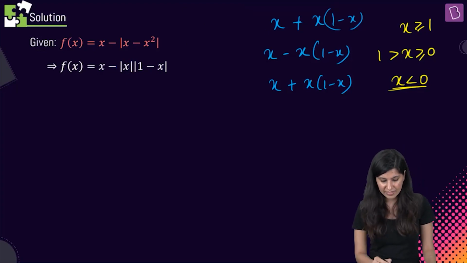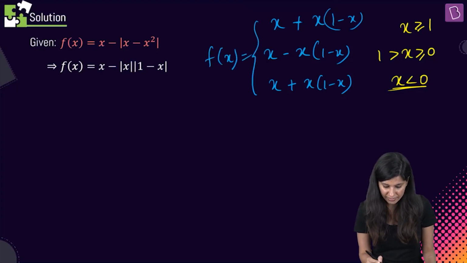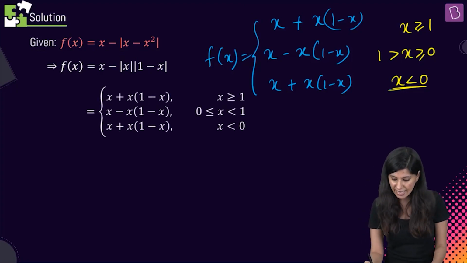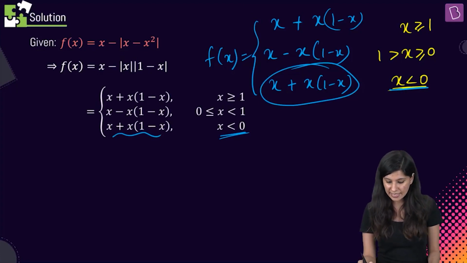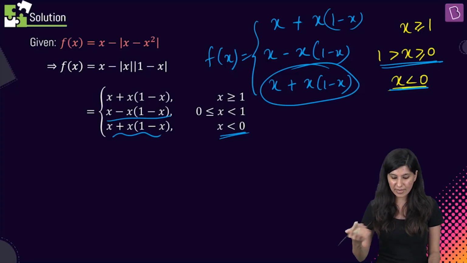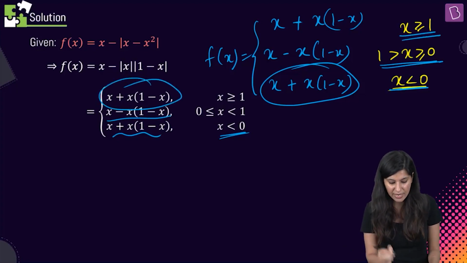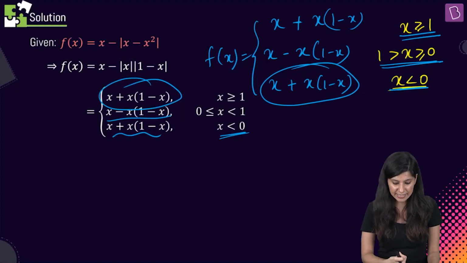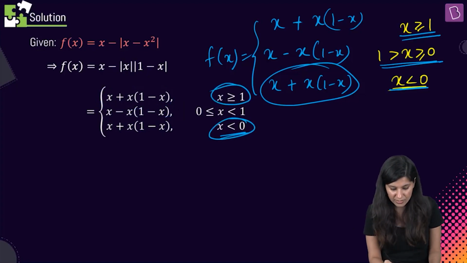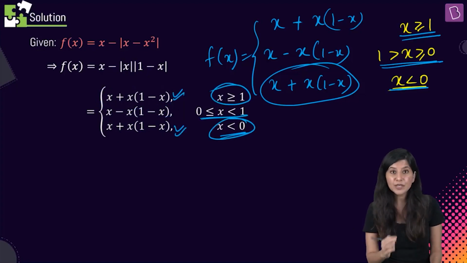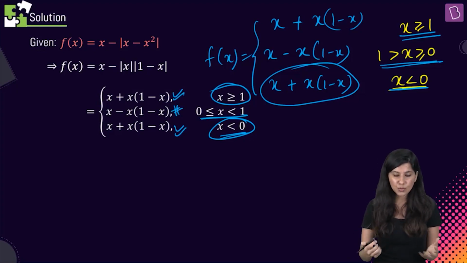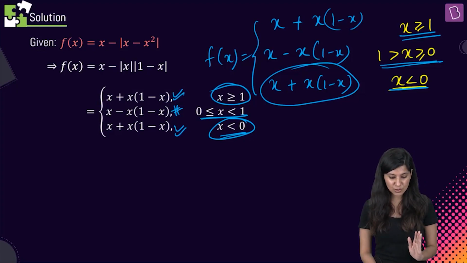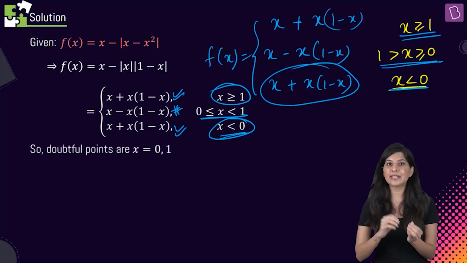Can you see? This is your f of x. If you rewrite your f of x, it will look like this. For x less than 0, we have x plus x times 1 minus x. For x between 0 and 1, we have x minus x times 1 minus x. And for x greater than or equal to 1, x plus x times 1 minus x. Can you see? For these two intervals, we have the same f of x. But for 0 including to 1, we have this f of x, right? Sorted. Now, as per the question, we need to check at x equal to 0 and at x equal to 1.